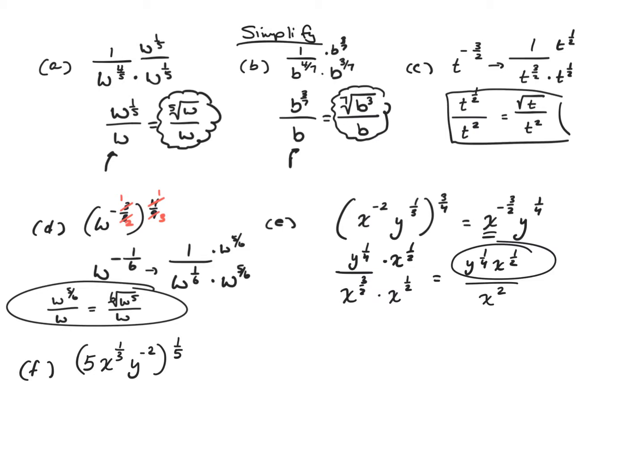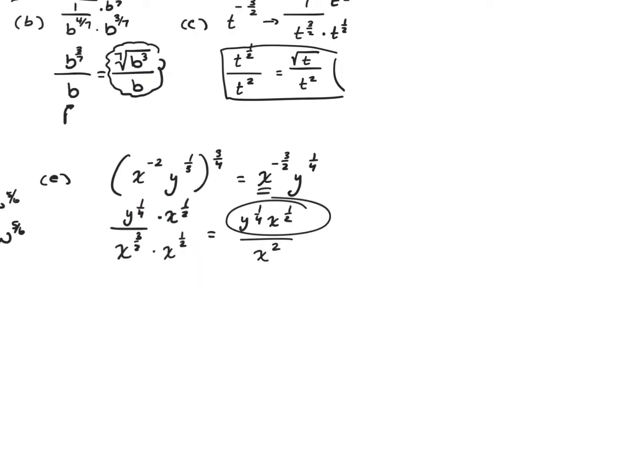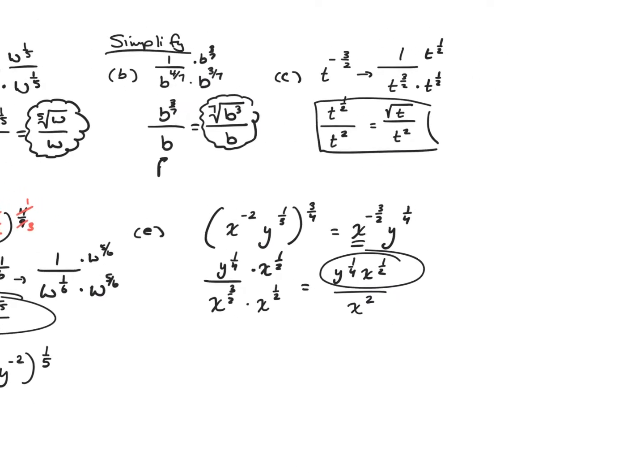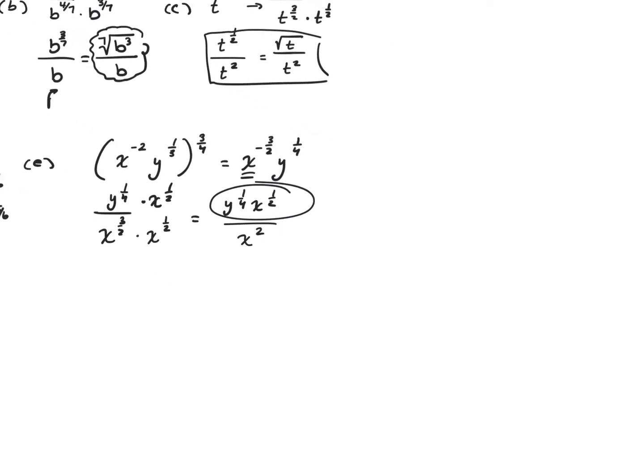So I'm going to do that here. The problem is that the y has a denominator of 4 as an exponent and the x has a denominator of 2. So just to add a little complexness to this, what I'm going to do is convert this into y to the 1/4, and this becomes x to the 1/2, and 1/2 is written as 2/4, divided by x squared.